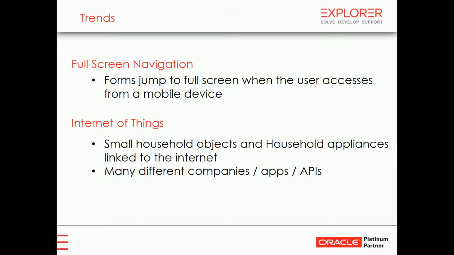Okay, so the Internet of Things. This is a blanket statement, and we'll talk a bit more about it later, but it includes small household objects and household appliances that are all now linked to the internet. There are many different companies that are embracing these technologies, and they all come with their own apps and APIs.